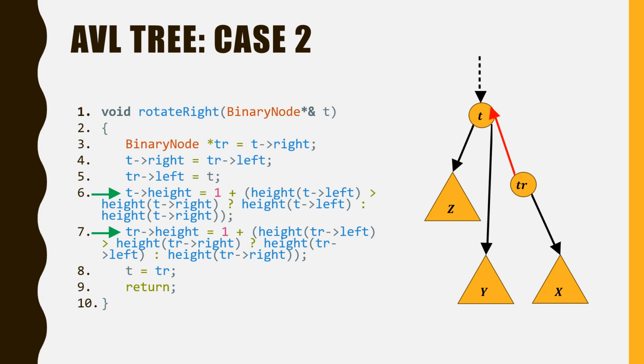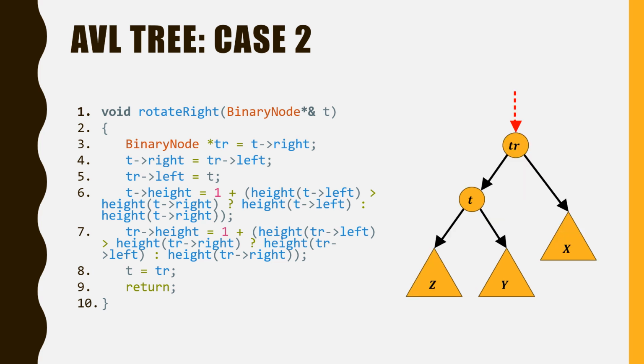In lines 6 and 7, we update the heights of t and tr to reflect the changes in the subtree structure. Finally, in line 8, we attach tr to the rest of the tree, making it the new root of the entire subtree. We can rearrange the nodes of the resulting subtree and verify that its topology is as expected.